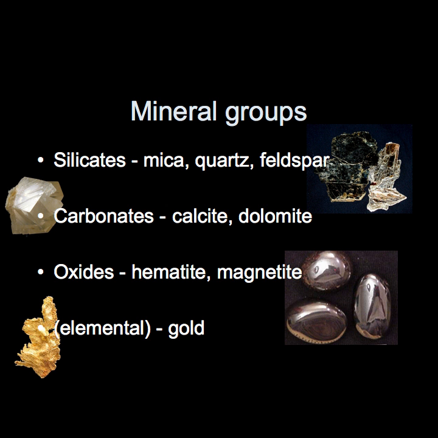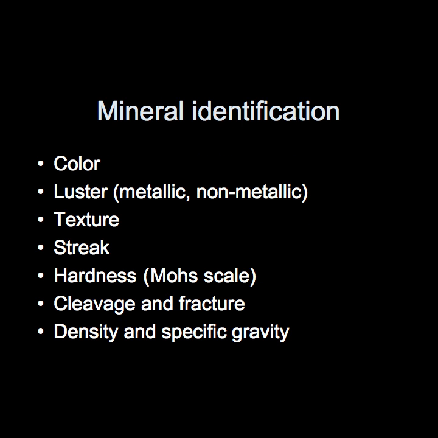Carbonates, calcite and dolomite. Calcite's the whitish one here. They have carbon in them, obviously, carbon and oxygen. Carbonates have both carbon and oxygen in them. Oxides, hematite and magnetite, those tend to be your darker metal-looking minerals. So this one here is hematite. I have some magnetite in the room. It's the rocks that are magnetic. And then obviously elemental, we mentioned before.